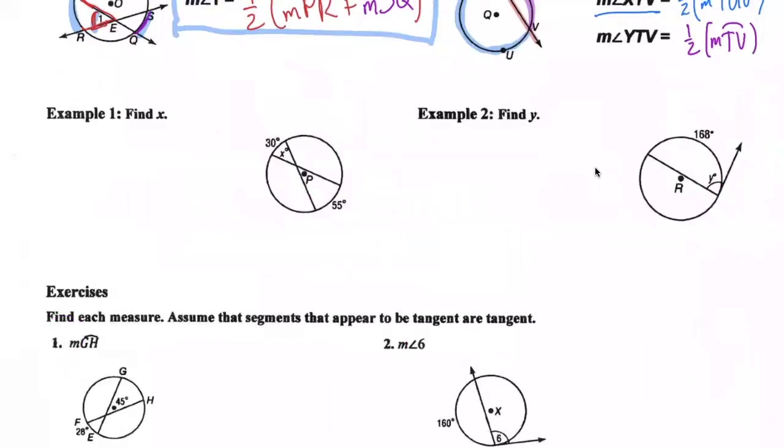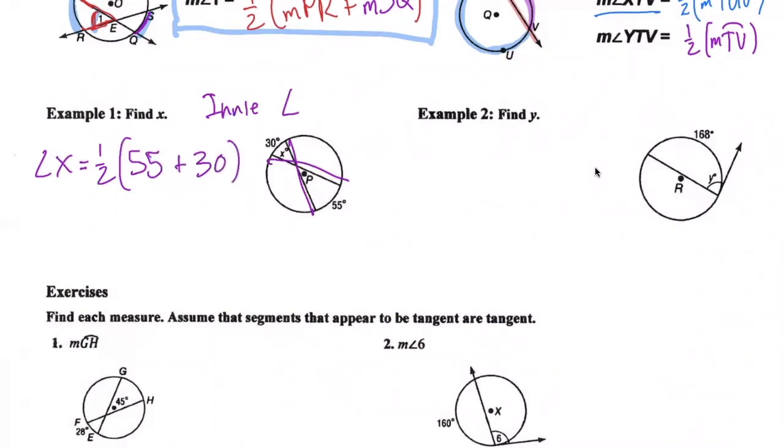So angle X. This is my any angle. Emphasize that it's an any angle. So the formula we're using for any angle is 1/2. You want to think of it like these cross. This cross makes a plus sign, so you're adding those two arcs. 55 plus 30 would be 85, and 1/2 of 85 gets me 42.5. Sounds right.